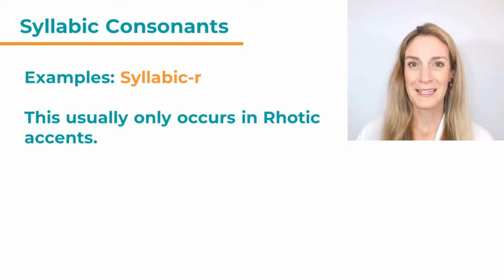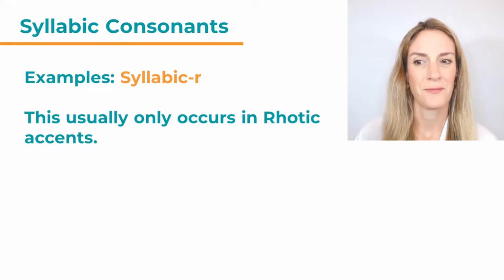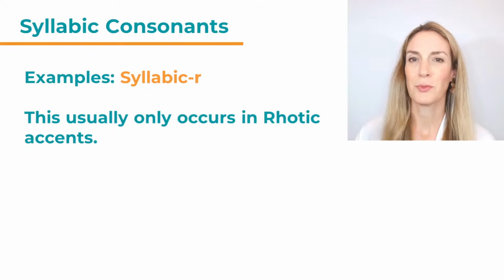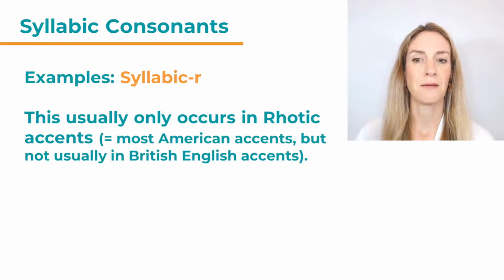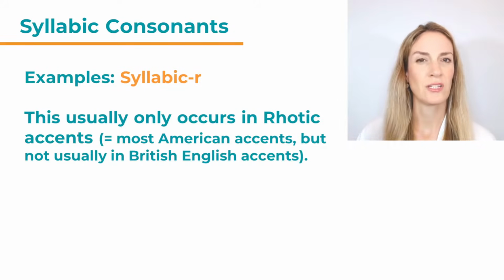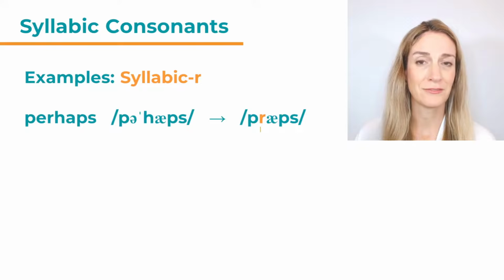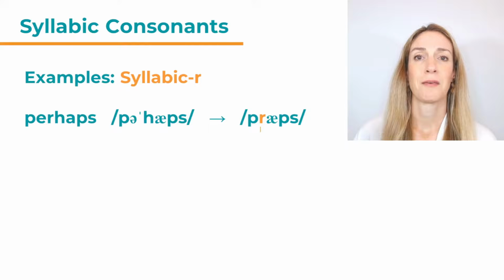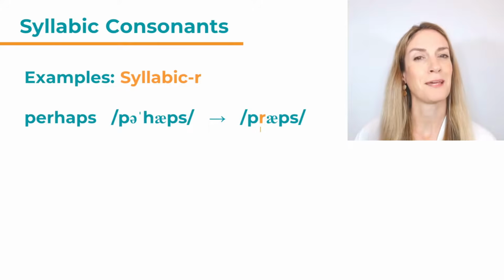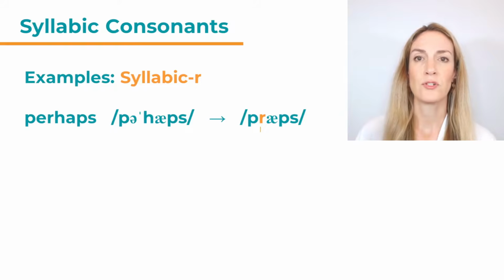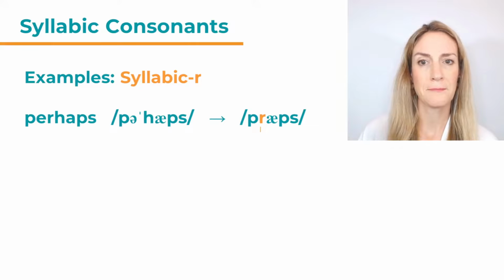And last but not least, a syllabic-r. Now, this is important. This one usually only occurs in rhotic accents. So that means mostly in American accents, but not usually in British English accents. Here is an example for one of the words, perhaps. Remember, that means maybe. So 2 syllables, perhaps.